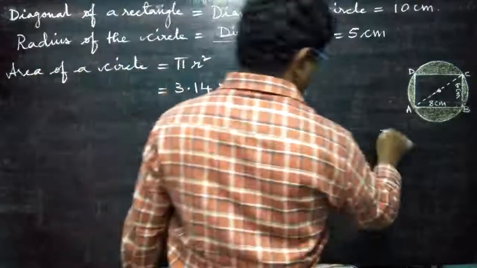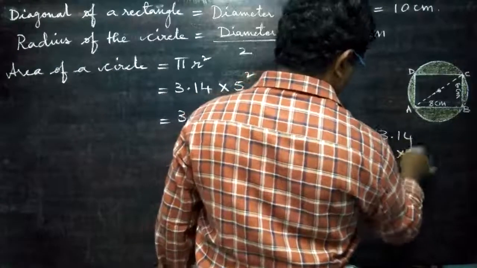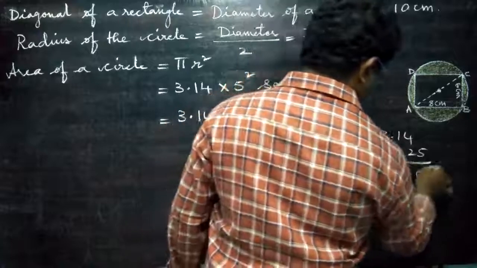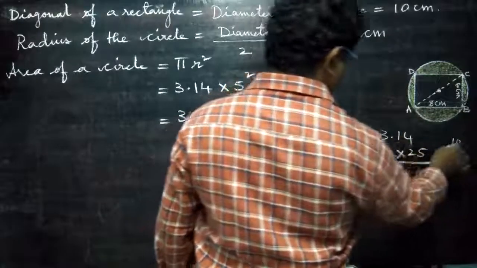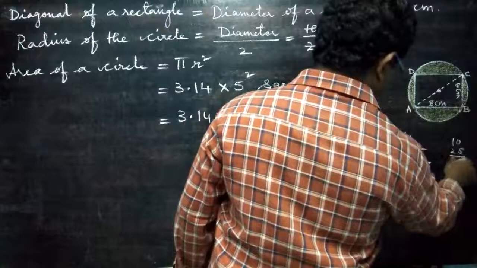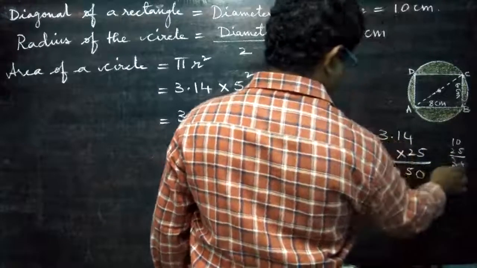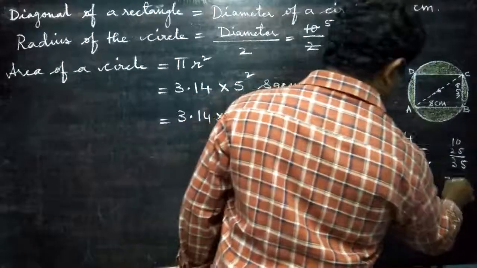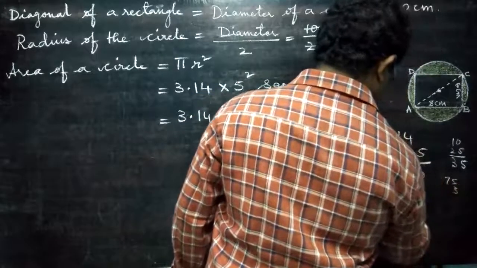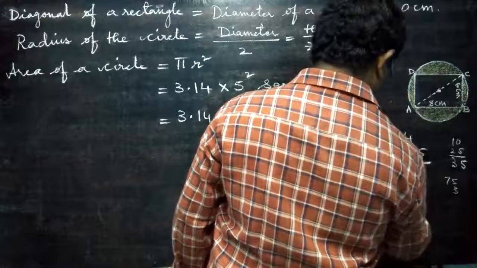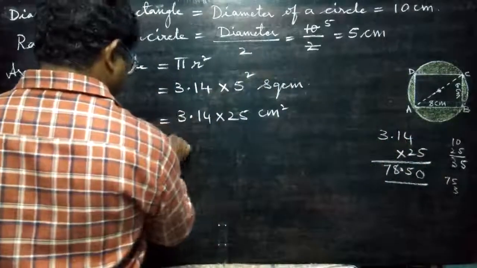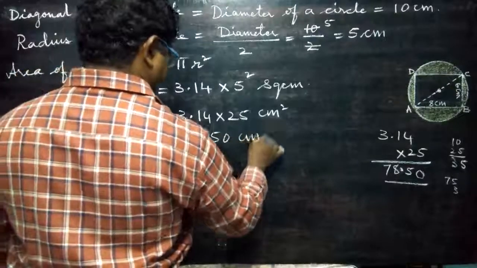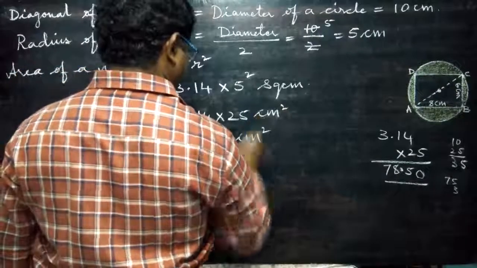Now multiply. 3.14 into 25. 25 fours are 100, 0, 10. 25 1 is 25, so 35. Here 5. Again 3 remaining. 25 3s are 75. 75 plus 3 is 78. After 2 digits, so what we got is 78.50 centimeter square.